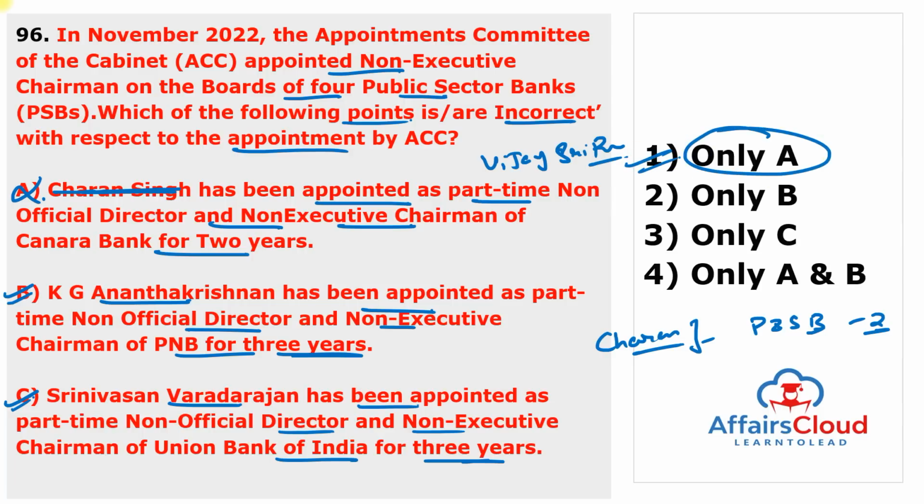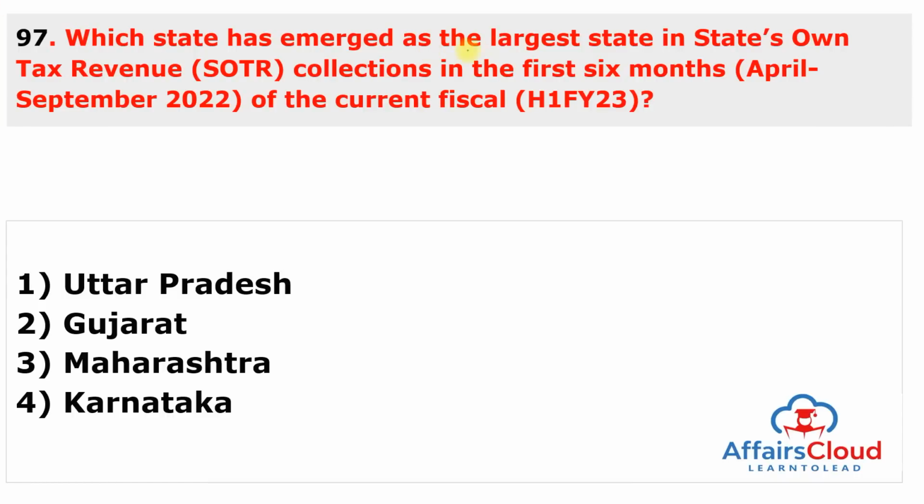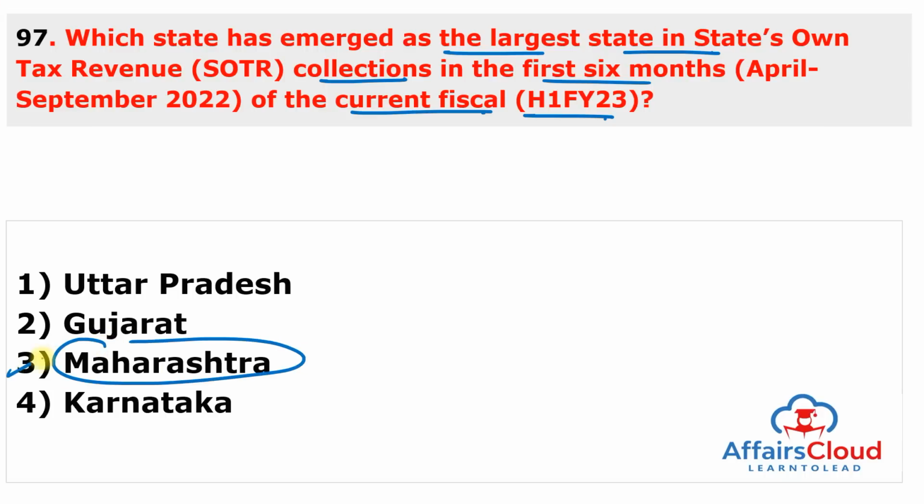Moving to the next question. Which state has emerged as the largest state in the state's own tax revenue collections in the first 6 months, April to September, the first half of the financial year 23? And this state is Maharashtra. So the answer of this question is 3.